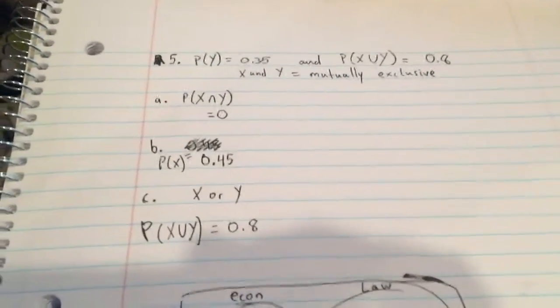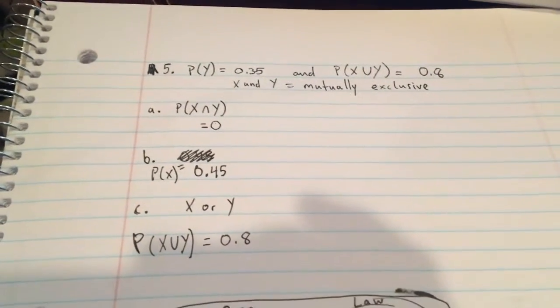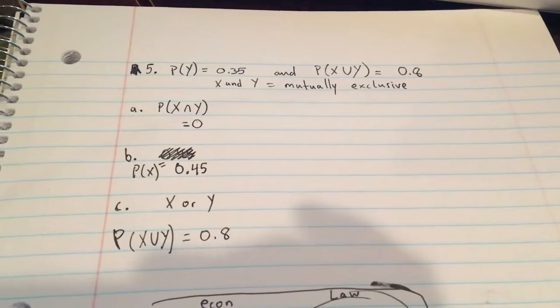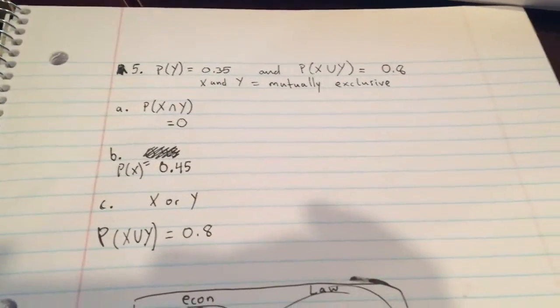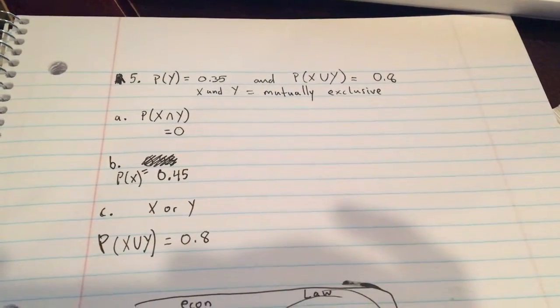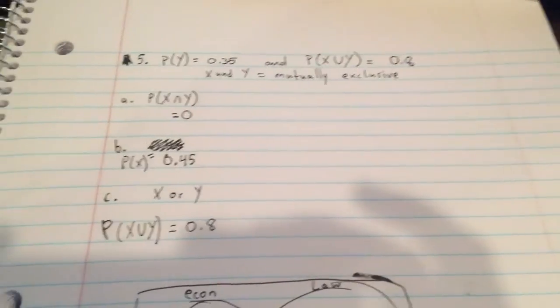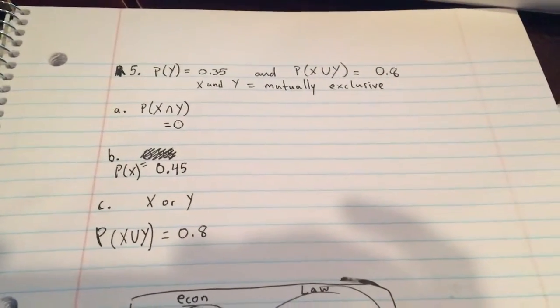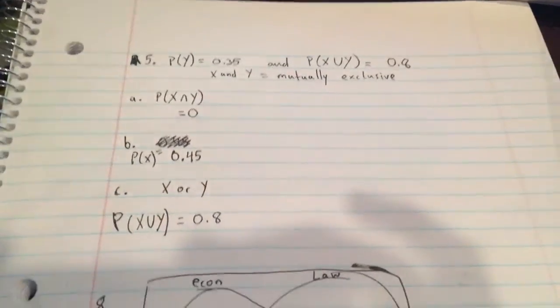And then for B, it asks the probability of x, which is going to be 0.45, because the probability of x or y is 0.8 and the probability of y is 0.35. So I subtracted 0.35 from 0.8 and got 0.45. And then for the probability of x or y, it is given in the problem, so it is 0.8.